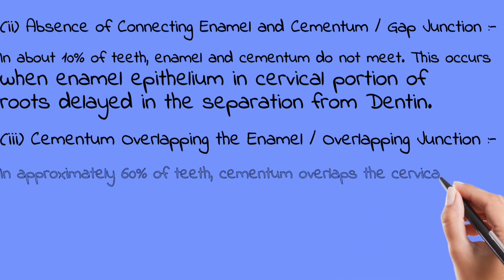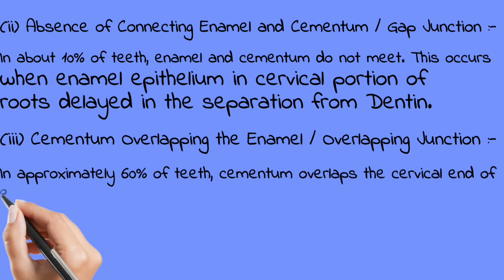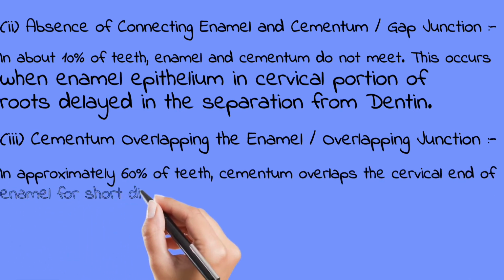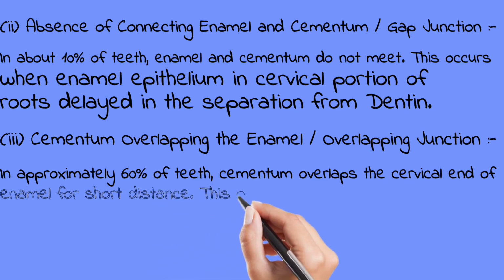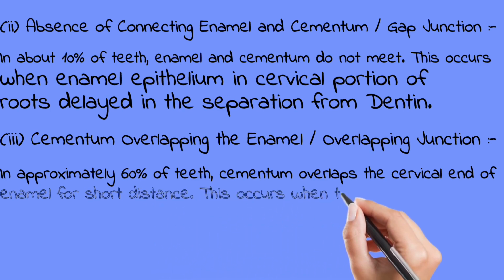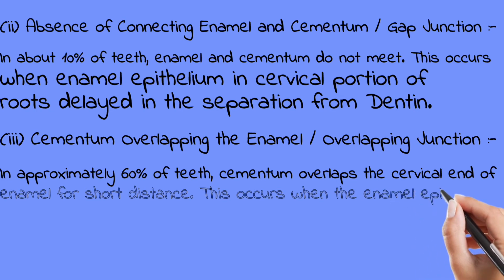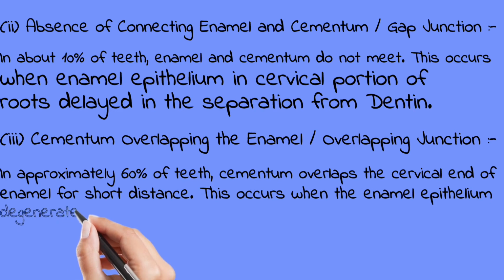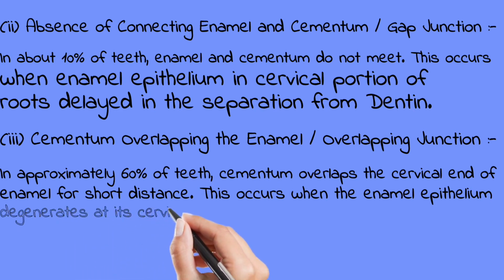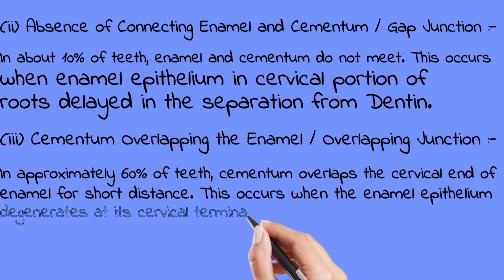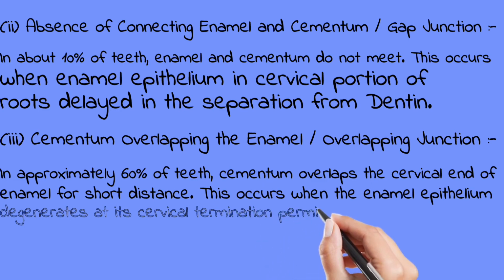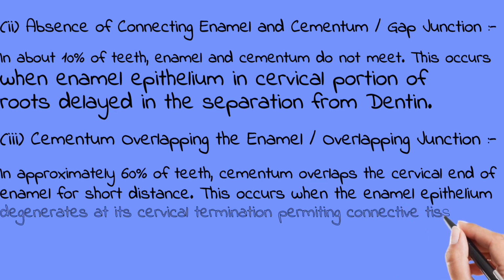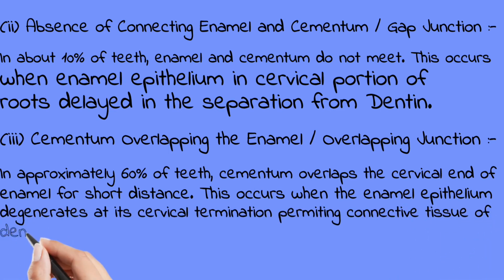So this occurs when the enamel epithelium degenerates at its cervical termination, which permits the connective tissue of the dental follicle to directly contact the enamel surface and produce a very important type of cementum, which is called the afibrillar cementum. So the question is, what is afibrillar cementum? Afibrillar cementum is a laminated and electron dense reticular material.